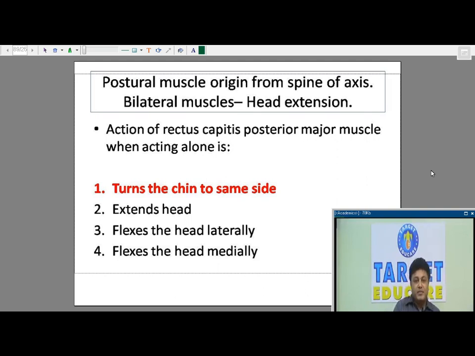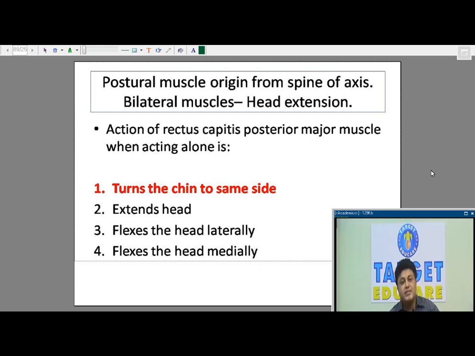Rectus capitis posterior major muscle is a postural muscle and it originates from the spinous process of the axis, with the atlantoaxial joint, all the vertebrae there. Head extends only when bilateral muscles act. When both the muscles act together, the head is extended. Otherwise, if only one muscle acts, it only turns the chin to the same side. That is rectus capitis posterior major muscle.